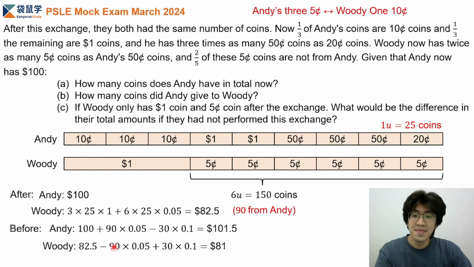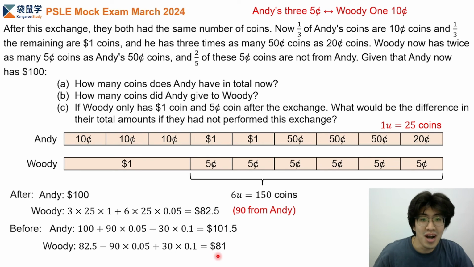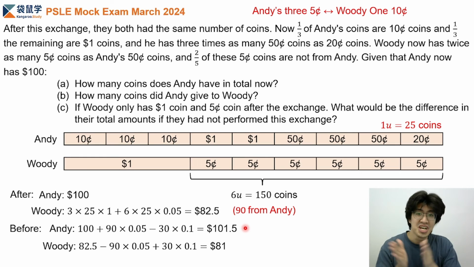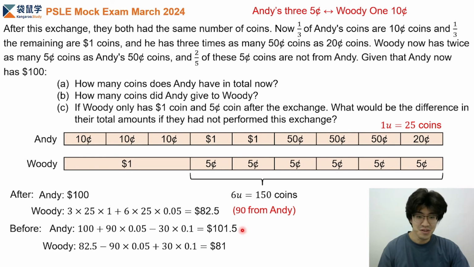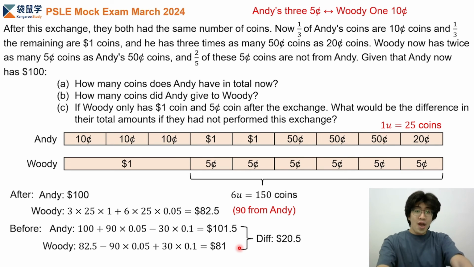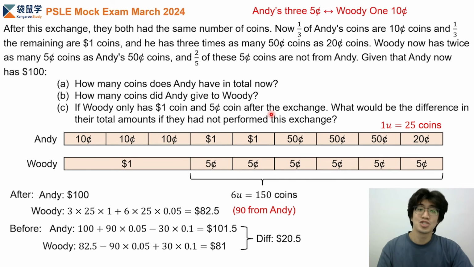So for Udi, now it has 82.5. He will have to return this 95-cent coins and then get back the 10-cent coin. And this will give me 81. So now I know the total amount before the exchange. Are we ready to find the difference? Yes. So the difference between 101.5 and 81 is simply 20.5. So that's the third part solved.